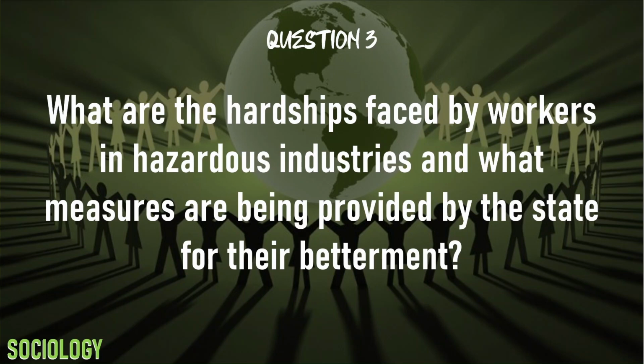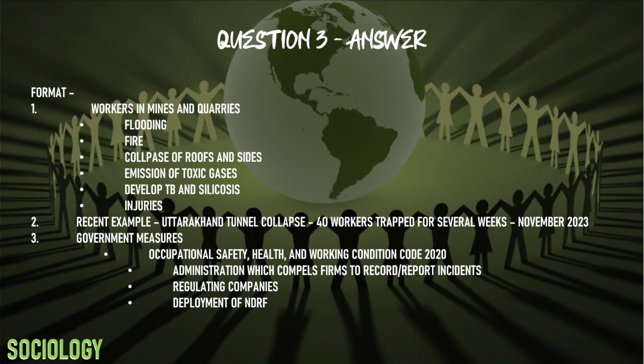True, it's a general question, what are the hardships faced by workers in hazardous industries? But it'll save you time and it'll make your answers more efficient, and it'll be aligned with the marking scheme. So there's a higher chance of getting full marks. And so the answer is quite simple. Workers in mines and quarries and other hazardous industries face flooding, fire, collapse of roofs and sides, emission of toxic gases. They develop diseases like tuberculosis and silicosis, and they face several injuries.